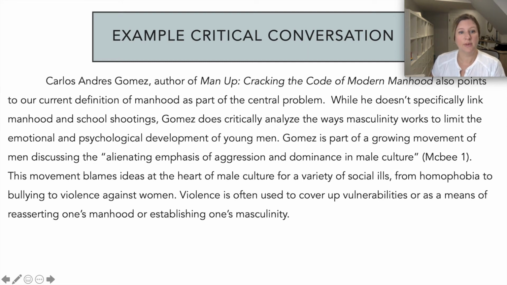Carlos Andrés Gómez, author of Man Up: Cracking the Code of Modern Masculinity, also points to our current definition of manhood as part of the central problem. Here's where that synthesis occurs. Just in that "also points to," the student has established the connection between Katz and Gómez, saying that they're both looking at the current definition of manhood as part of the problem. And then in the next sentence, you'll see where they diverge.